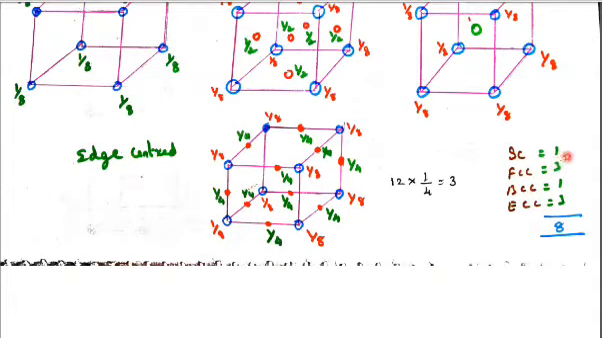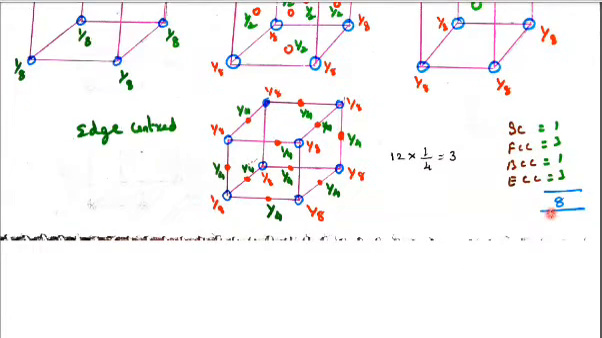So in simple cubic 1, face-centered cubic 3, body-centered 1, and edge-centered 3. So totally we have 8.